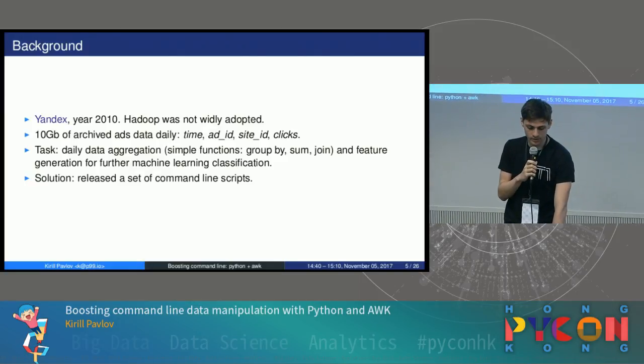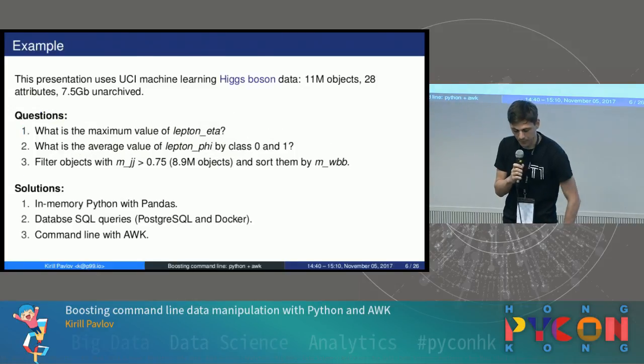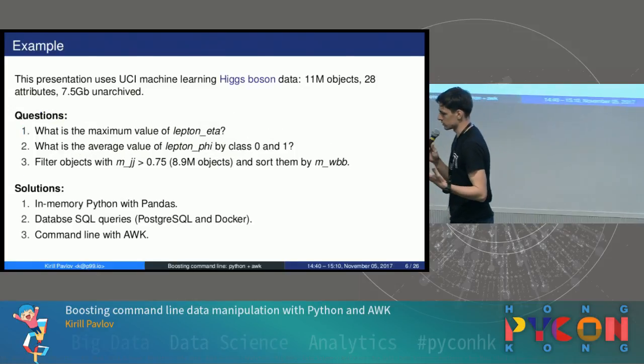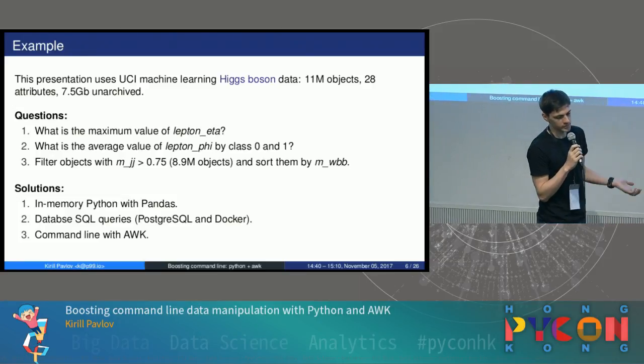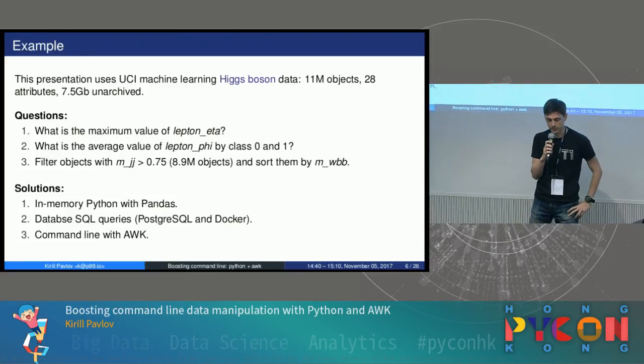It was about releasing a set of command line tools, essentially wrappers for Unix coreutils. As an example, I want to show you a task which might appear. I just got the Higgs boson data from the UCI machine learning repository.